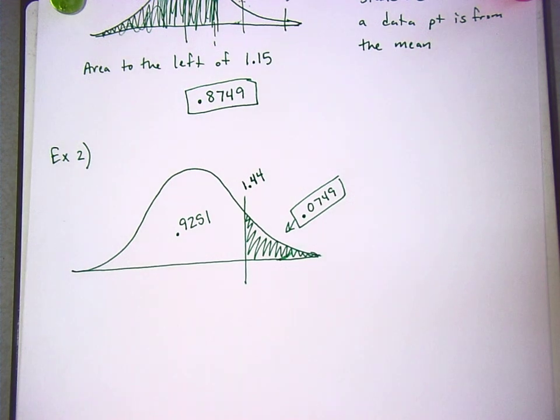So far we know that when it's to the left of a z-score, you just look it up. And when it's to the right of a z-score, you do 1 minus looking it up. Is everybody okay so far? You see how this is a boring lesson, but it's necessary, right?